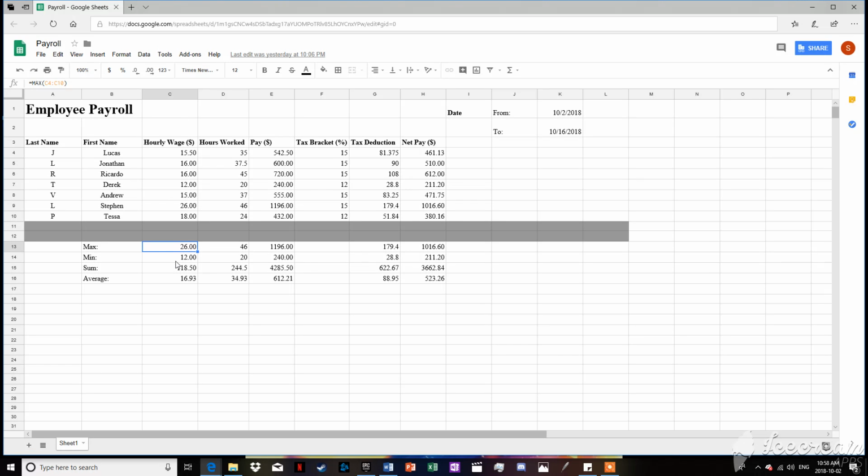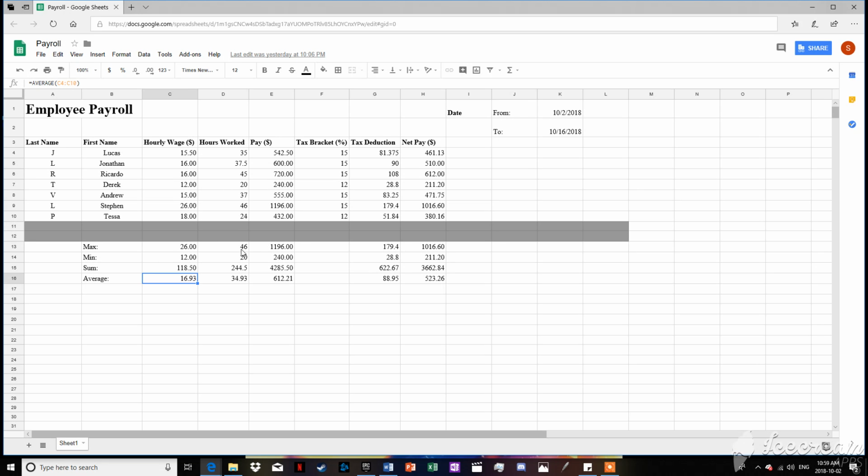The minimum does the exact same, but for the opposite. Instead of going for the highest value, it's going to find the lowest value and put it down here. Well, Derek has the lowest value, so, not his name, sorry, his amount goes here. The sum just takes the formula equals sum, C4 to C10, and adds all these values together. And then our average, as we talked about before, equals average, just takes the average value, so it's adding them all up and dividing by how many we added up.